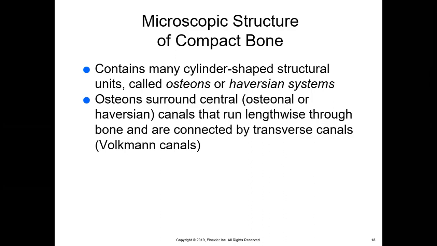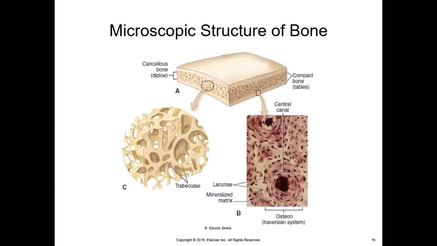Then we look at the microscopic structure of compact bone. It contains many cylinder-shaped structural units called osteons. That's the structural unit of the bone. Each osteon surrounds a central canal that runs through the bone and is connected to transverse canals. That's where the nervous tissue, or the nerve cells, and the vascular tissue run to give the bone its nutrition.